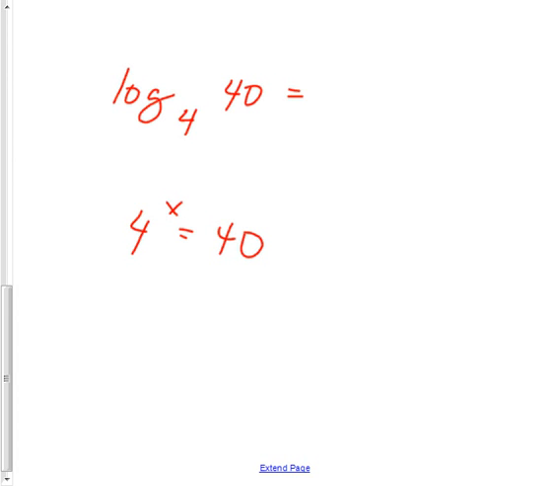Everybody grab your calculator. Divide that puppy on the calculator. It'll be log 40, and put it in the parentheses. Don't forget that. Divide by log 4. What is the answer? 2 point what? 6 what? 6.3?